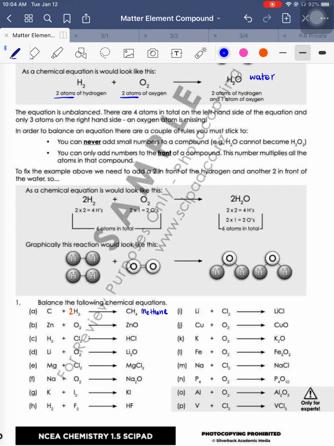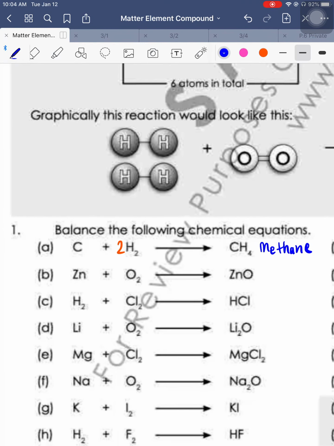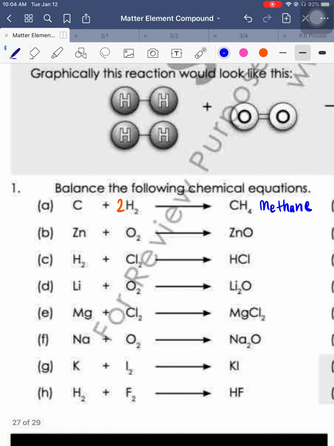Let's see the next one. B. Zinc reacts with oxygen to form zinc oxide. I see oxygen is not equal, so you have to put 2 over there. It will change zinc also. Let's check: 2 zincs, 2 zincs, 2 oxygen and 2 oxygen. Equal and easy. Let's go next.